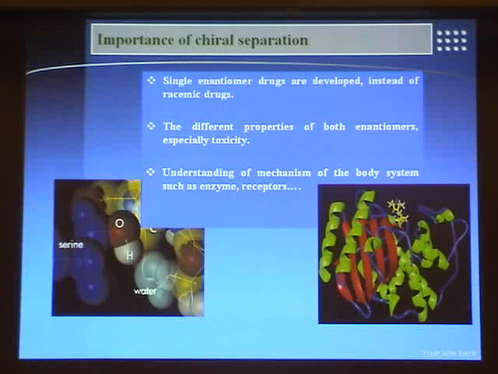So, especially in the pharmaceutical field, enantiomer drugs are developed instead of racemic drugs because they have more effective biological activity. And the last reason, which is also important, is they want to know the molecular mechanism of recognition in the body system, such as the molecular recognition between enzyme and substrate, or receptor and ligand, or antigen and antibody. You can see here.